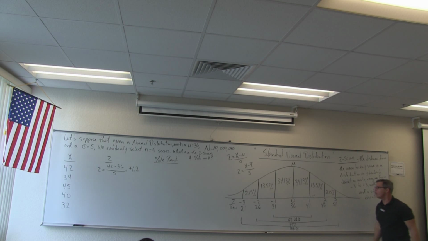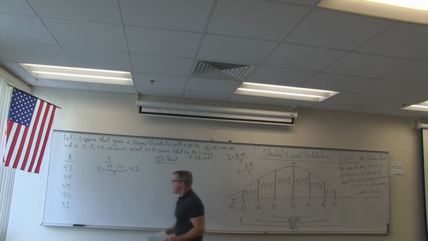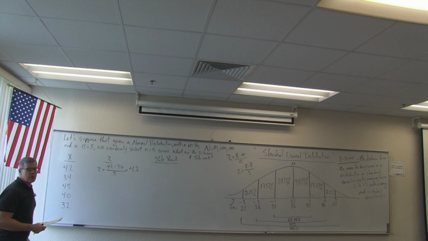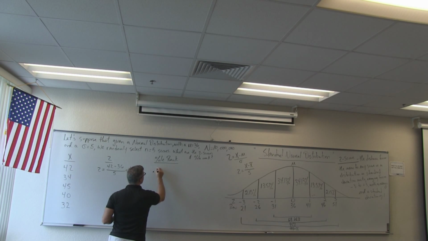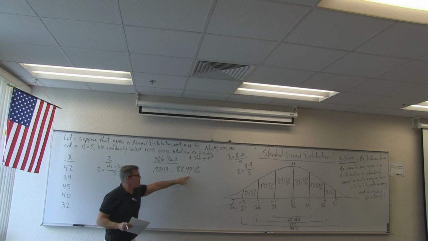Everybody go to a Z of 1.2 in your tables. And there's a number there. It's actually a proportion. Tell me what that is. Go to a Z of positive 1.2 and tell me what that is. 0.8849, or the 88.49 percentile. I just converted a proportion to a percentage.